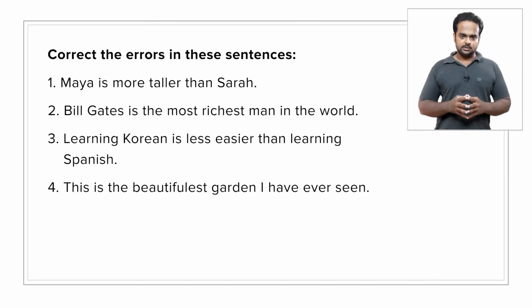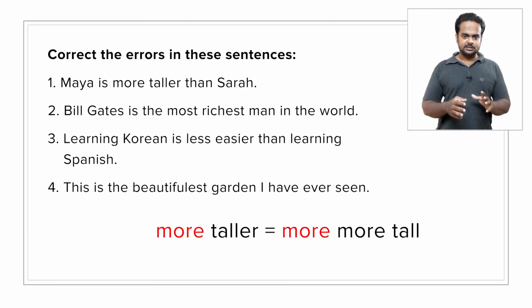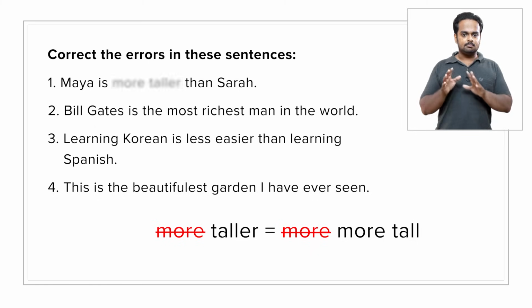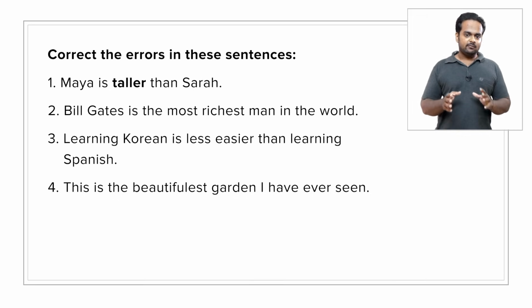Okay, in the first sentence, the error is that an ER form, taller, is used along with more. Remember that the word taller means more tall. So if you say more taller, that's like saying more tall, which doesn't make sense. So the correct way to say this is to just say Maya is taller than Sarah. Remember that whenever you use an ER form, don't put more before it. In the same way, when you have an EST form, don't put most in front of it.